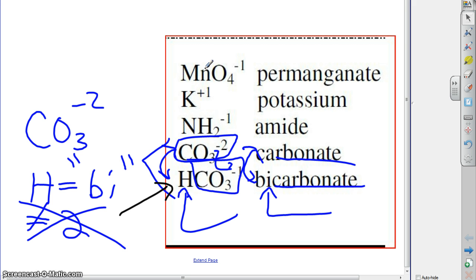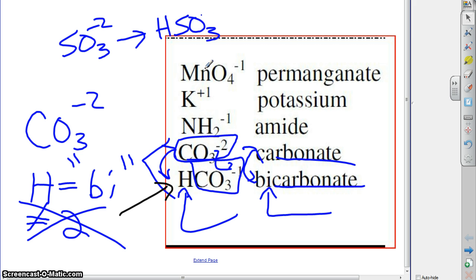And so you'll see this often later on. We'll see that, like, sulfite is SO3 -2, but bisulfite is HSO3 -1, because you stick that H in front and then you add 1 to the charge. And alternatively, you could answer this question.